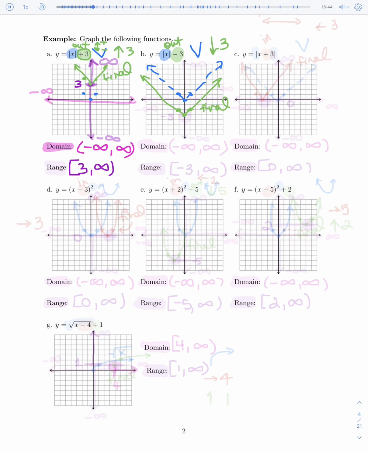Continuing along, the next thing that we'd want to do is work on our domain and our range.